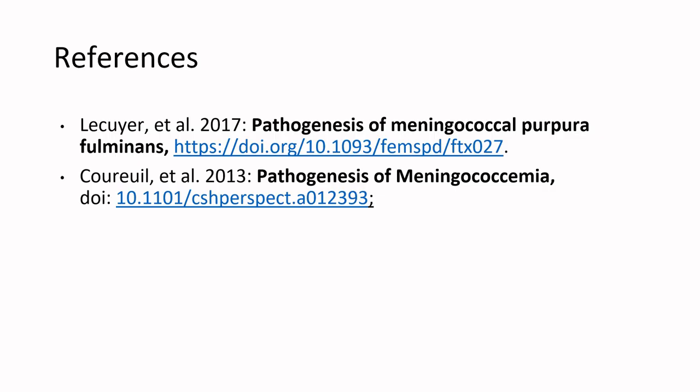Okay, so finally these two are the main references that I used here. Both of them are reviews about 10 years old on the pathogenesis of meningococcemia.